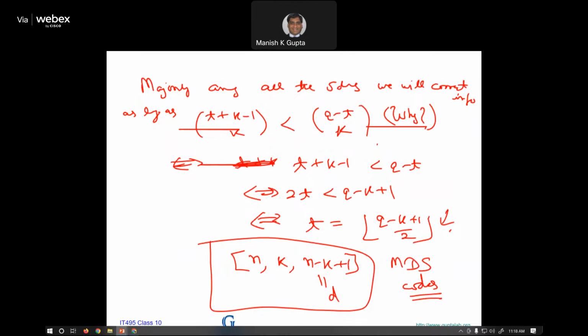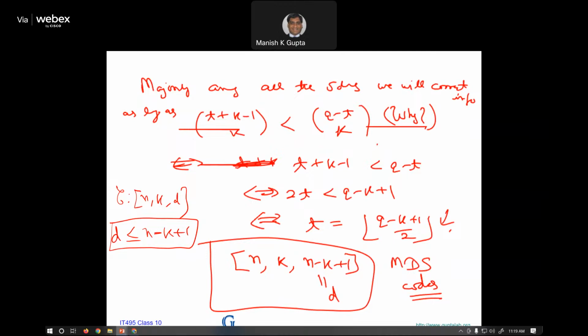Okay. Now, there is a result. If C is an (n, k, d) code, the minimum distance cannot exceed N minus K plus 1. This result is actually known as the Singleton bound. In general, for any (n, k, d) linear code, which is a subspace, n is length, k is dimension, d is the minimum Hamming distance. The Hamming distance cannot exceed n minus k plus 1. This is the bound. The proof is simple, but I'm leaving it.